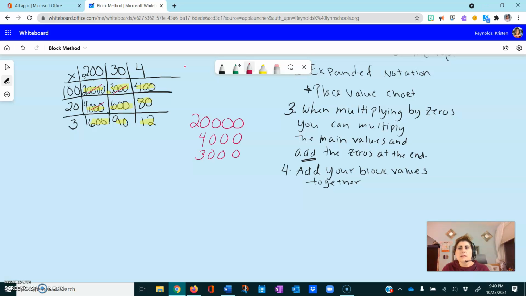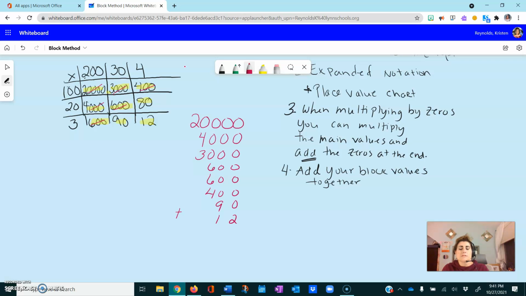Okay, and then I have 600, 600, 400. So I'm going to go ahead and put those. 600. Oops, I made a mistake. Erase. So good thing I caught that because it's definitely not 6,000. 600. Okay, so 600, 600, 400. Cross those out. 90 and 12.